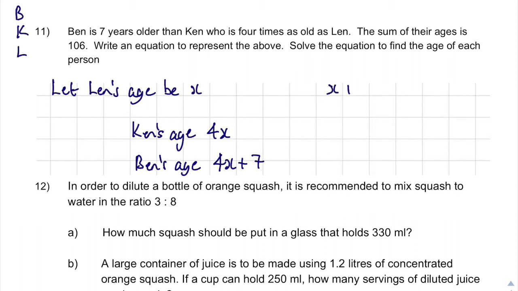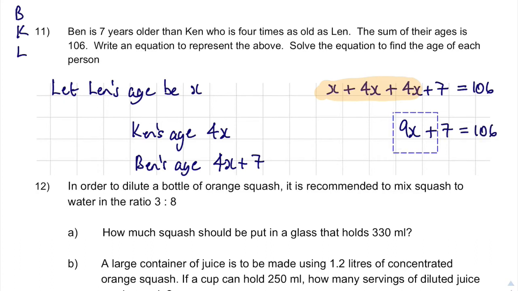Now I'm told that the sum of their ages is 106. So x plus 4x. So that's Len and Ken. Let's add on Ben's age. He is 4x plus 7. So that's the sum of their ages. And I know that that is equal to 106. So simplifying this left-hand side, we've got these x terms here. So x plus 4x, that is 9x. So 9x plus 7 is equal to 106. I'll just move this up a little bit.